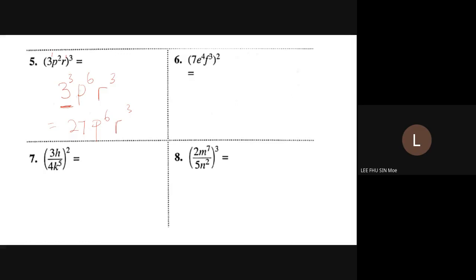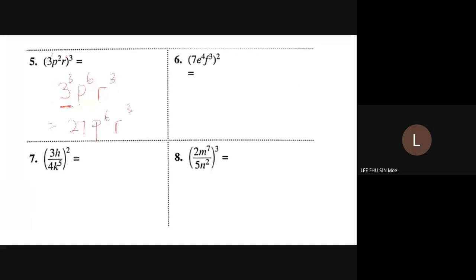Yeah, so question number 6. Okay, I'll show you. This one, see, 7, no number, put 1 first. And then 7, 1 times 2 becomes 2. And then E just copy down, and then 4 times 2 becomes 8. F just copy down, 3 times 2 becomes 6. And then 7 to the power of 2 means 7 times 7. 7 times 7 is 49. E at F6.